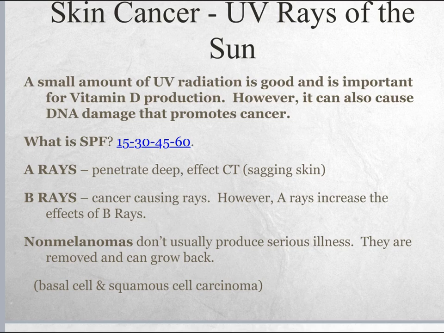So let's look at our different UV rays. UVA penetrates deep into the dermis, affecting the connective tissue, which causes sagging skin. UVB rays are the cancer-causing rays. However, A rays do increase the effects of B rays. There are such things as non-melanomas. These don't usually produce serious illness. They are removed, but they can grow back. Those include basal cell and squamous cell carcinomas that we talked about in our previous slide.